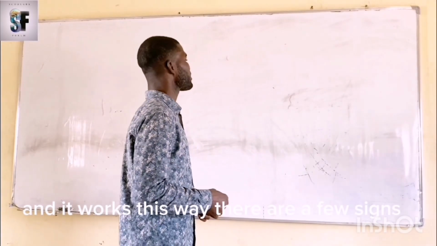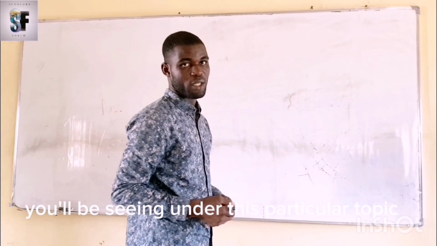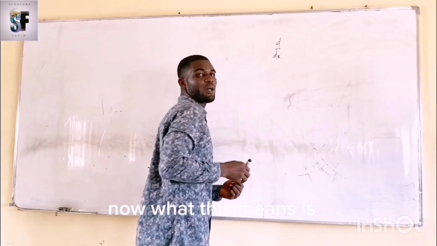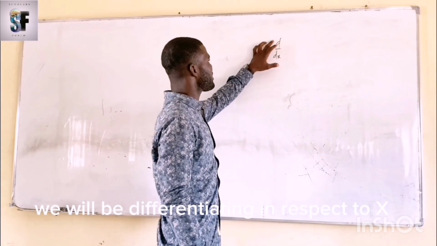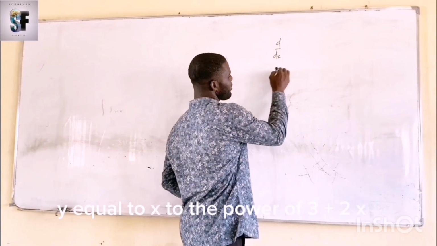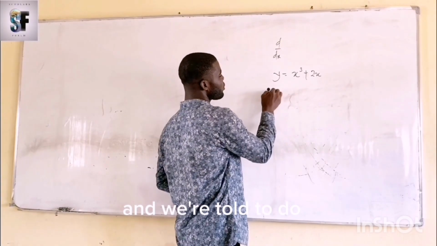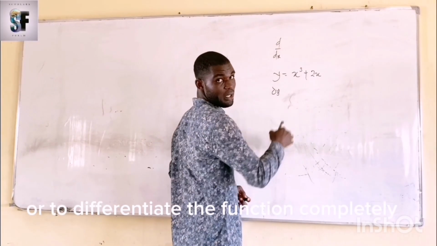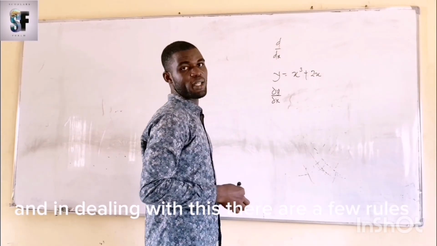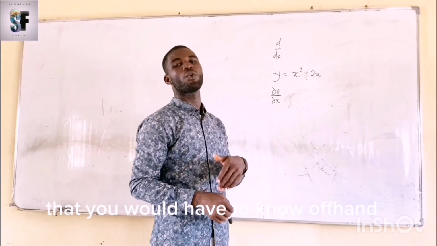There are a few signs and symbols you'll be seeing under this particular topic. Most of the time, the symbol is written as d/dx. What this means is we will be differentiating with respect to x. So, in case you have a function y equals x to the power of 3 plus 2x, and we're told to differentiate the function completely, we'll be dealing with dy over dx. And in dealing with this, there are a few rules of differentiation that you will have to know offhand.